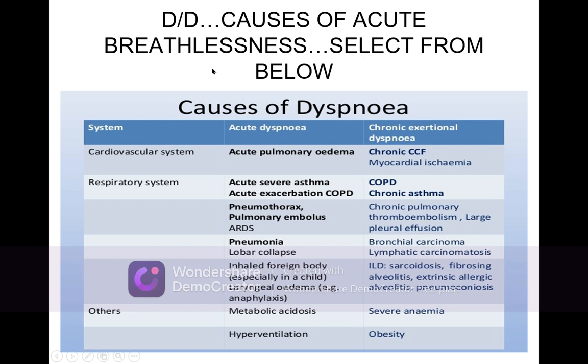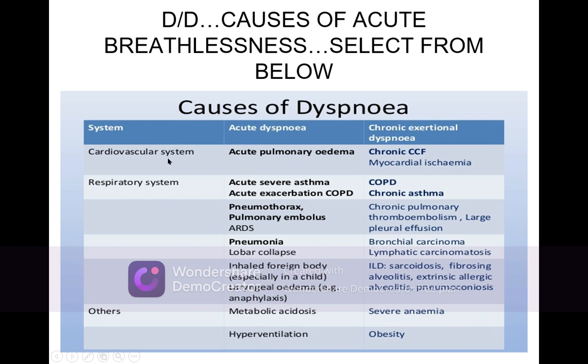The causes of acute breathlessness, select from below. The cardiovascular system: acute dyspnea, chronic exertional dyspnea, acute pulmonary edema, chronic congestive cardiac failure, myocardial ischemia. Respiratory system: acute severe asthma, acute exacerbation of COPD, pneumothorax, pulmonary embolism, ARDS, pneumonia, lobar collapse, inhaled foreign body, acute epiglottitis, laryngeal edema. Others are metabolic acidosis and hyperventilation, or acute dyspnea.